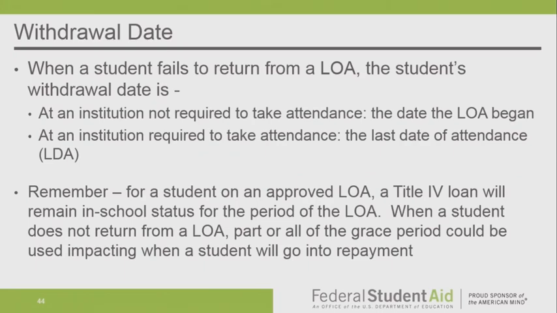We talked about LOA a while ago, and if a student fails to return from an LOA, if you're not required to take attendance, it's the date that the LOA began. Now, most schools that I'm aware of that are standard term-based schools, very few of them have LOAs, but if you do have an LOA policy, it would go back to the date the LOA began. But those of you that are clock hour schools, those of you that are required to take attendance, you're going to have the records of the last date of attendance, and you would go back to that last date in your attendance records to determine the withdrawal date.